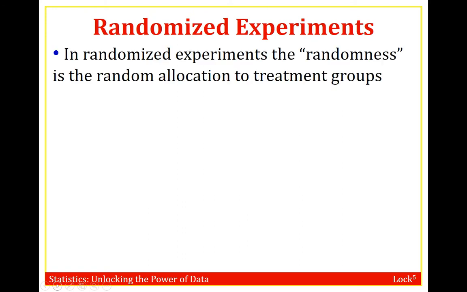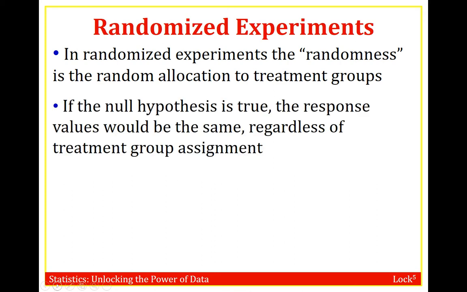In a randomized experiment, the randomness is the random allocation of the treatment group. If the null hypothesis is true, remember, nothing going on in the null, the response values would be the same regardless of the treatment group or the assigned group. We really should have the center of the data, no matter which group we're in, of nothing going on as being the same. There shouldn't be a difference in there.